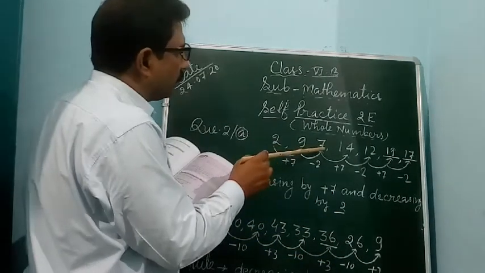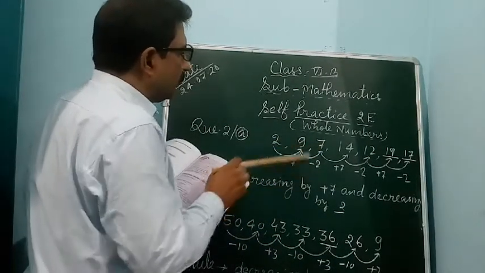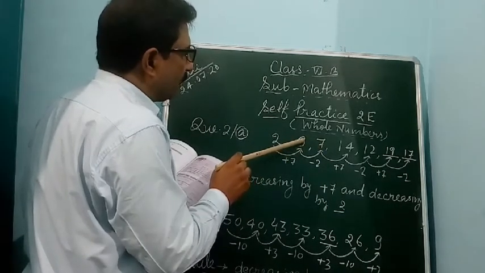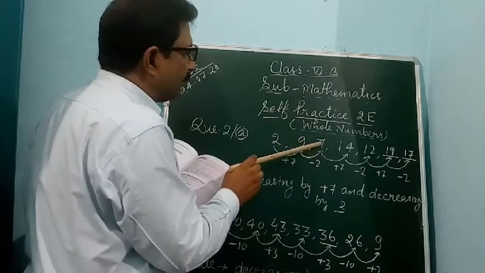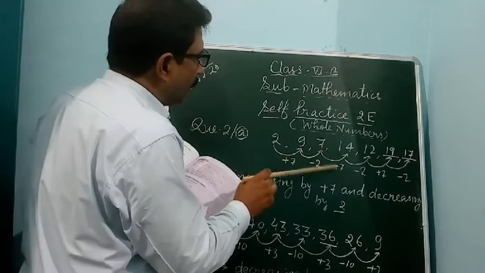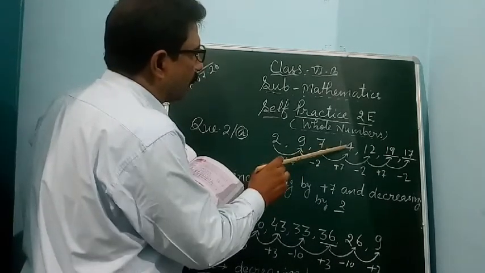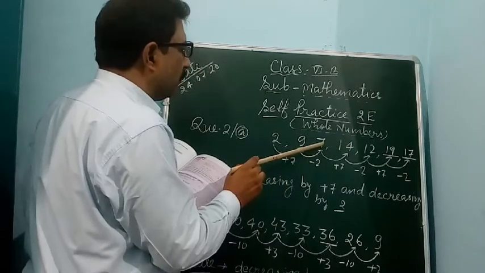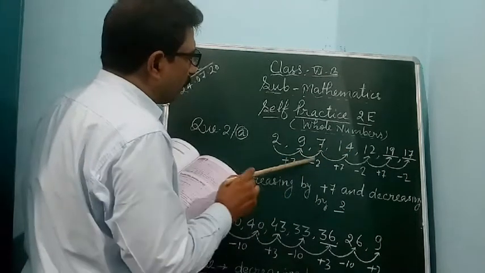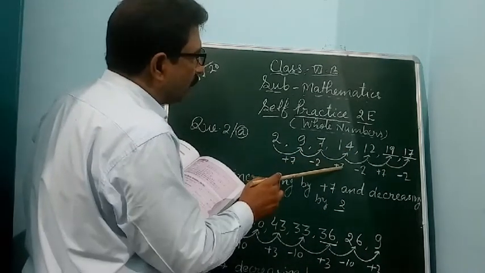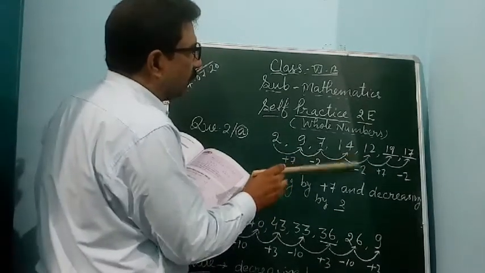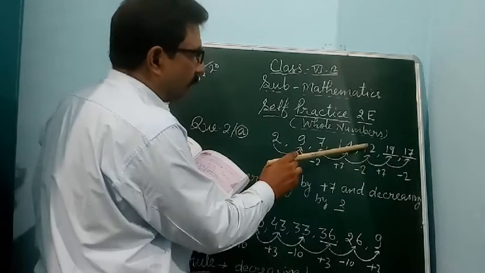Then the third number in the series is 7. 9 is more than 7, and the difference between 9 and 7 is 2, so it is decreased by 2. Then 14 is 7 plus 7, so plus 7, then minus 2. By this pattern, 14 minus 2 is 12, which is given.